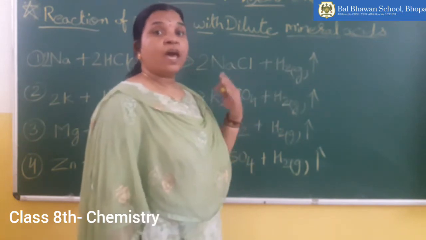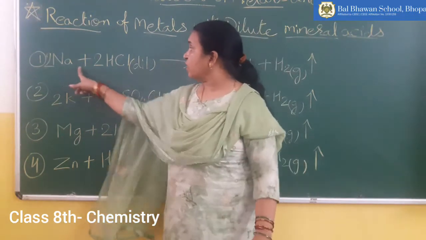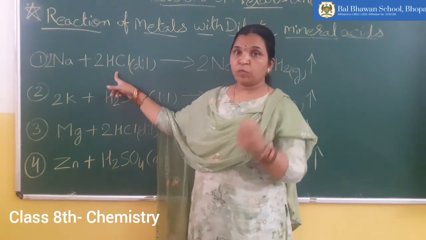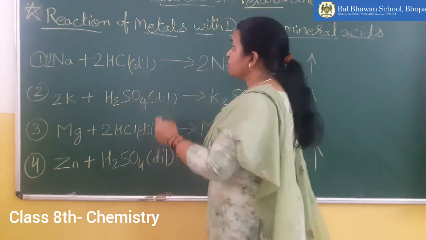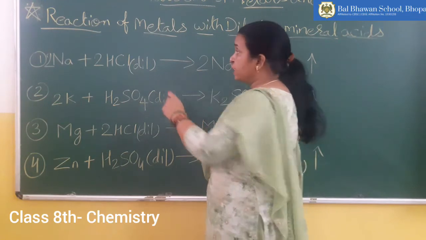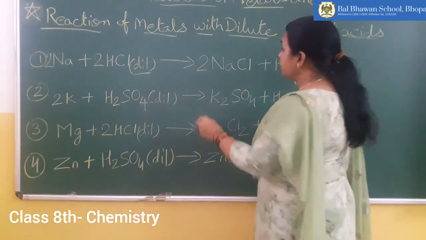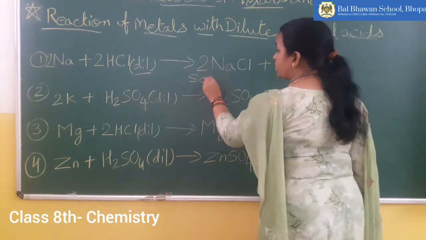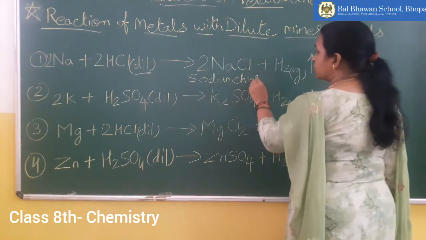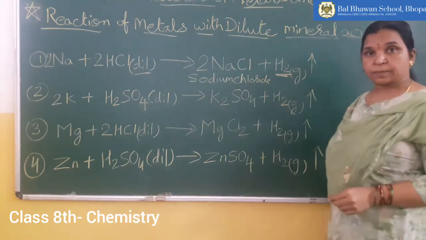reactive. As they are highly reactive, when sodium reacts with hydrochloric acid, that means we take a small piece of sodium and place it in a test tube containing dilute hydrochloric acid, it will produce sodium chloride. What will it produce? Sodium chloride. It is a salt, and it will release hydrogen gas.